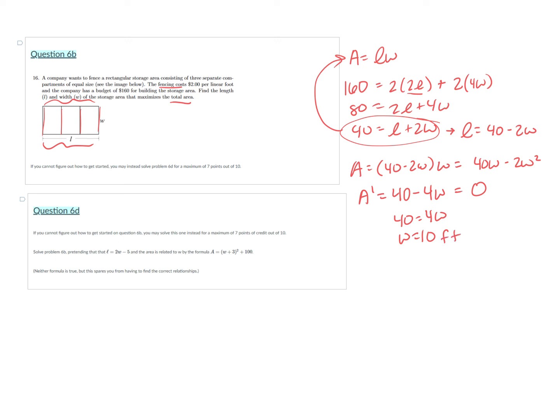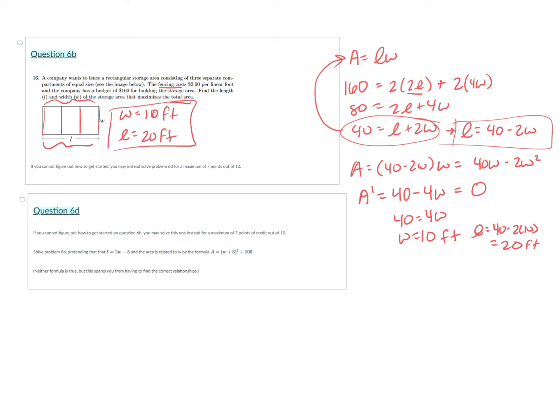So now that we have our width, we can solve for our length, since we had this here. So our length is going to be equal to 40 minus 2 times 10, which is going to come out to 20 feet. So find the length and width of the storage area that maximizes the area. So that's going to be width is equal to 10 feet, length is equal to 20 feet.